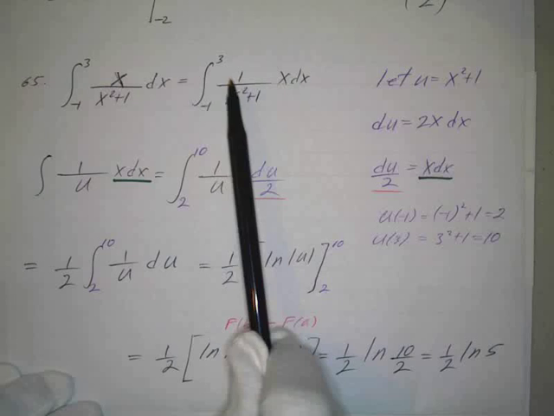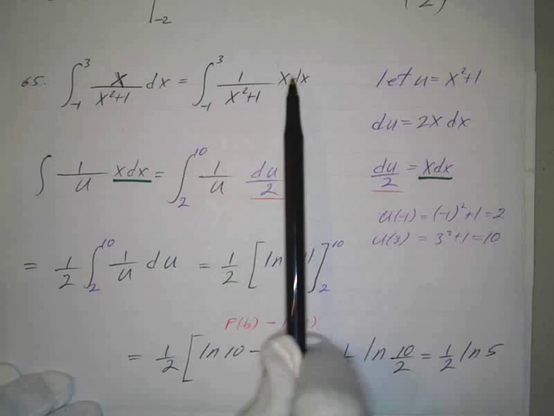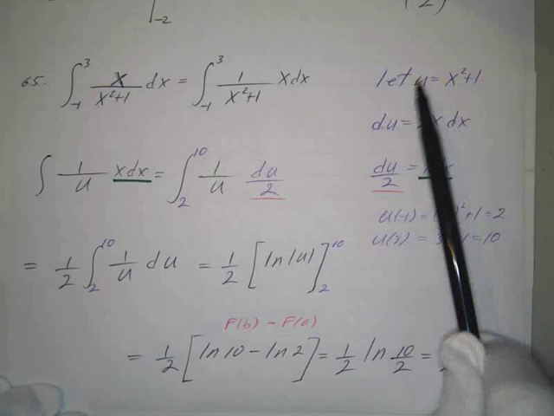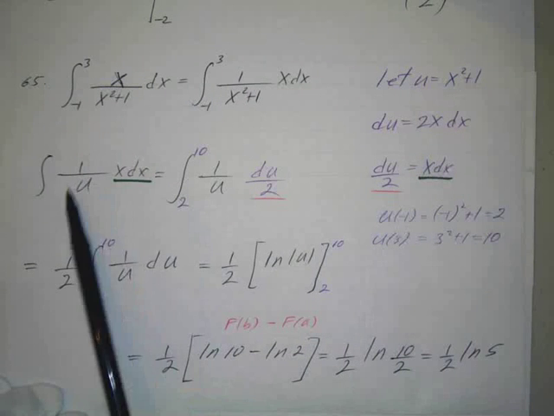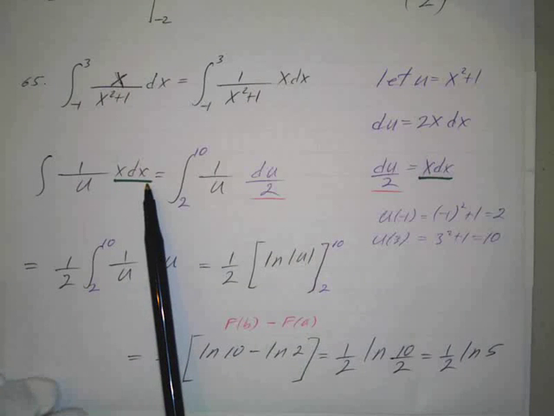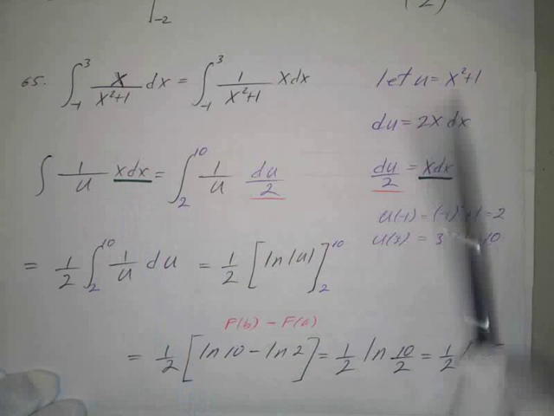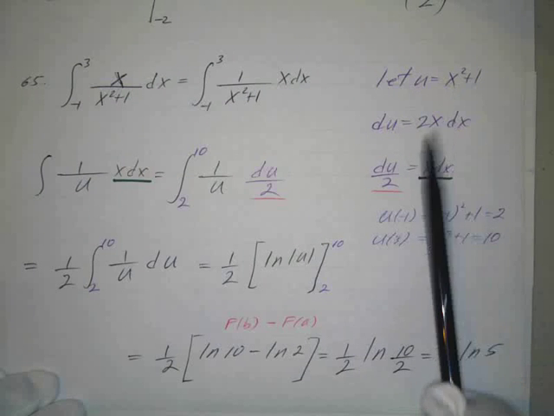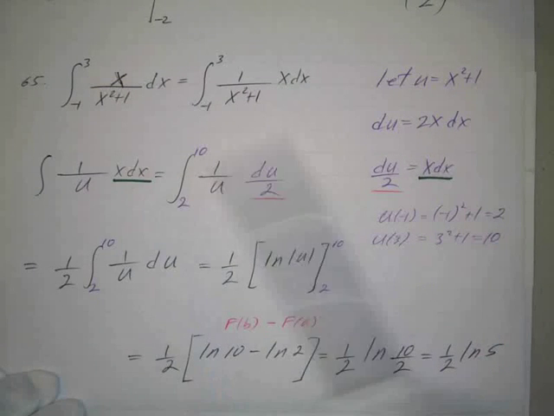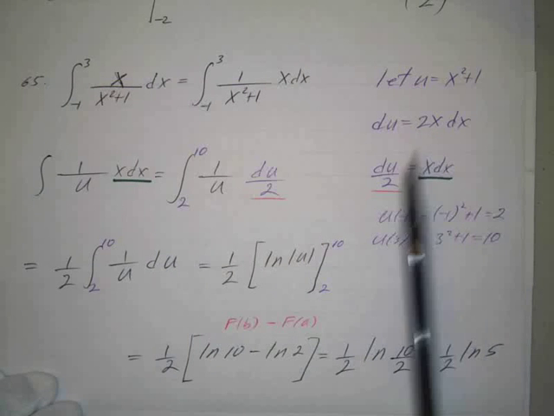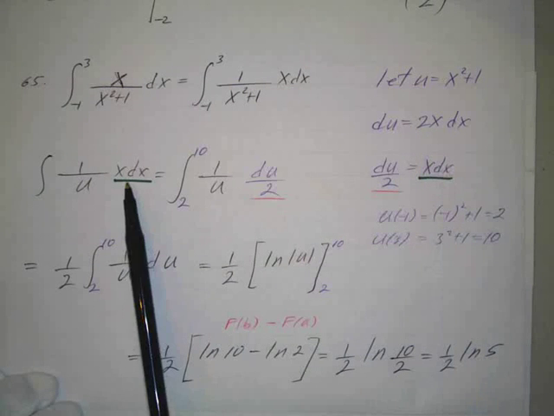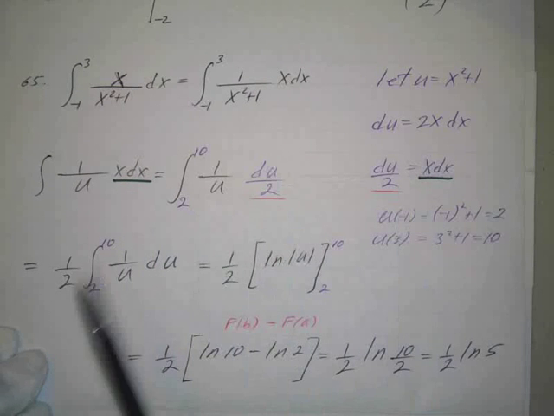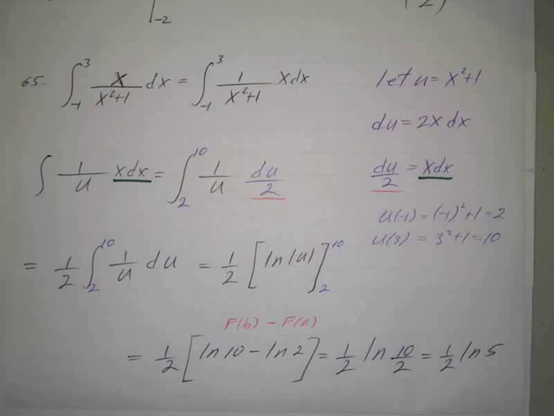So I'll rewrite this so it looks a little bit more like that form. 1 over x squared plus 1 times x dx. So I'll let u equal x squared plus 1. So I've got 1 over u times x dx. So I've got to get this in terms of u, so I'll take the derivative of this. The derivative of u is du, the derivative of this is 2x dx. And I've almost got a match. I just have to move the 2, so I divide both sides by 2. And here's my x dx that matches that. So instead of writing x dx, I can write du over 2.